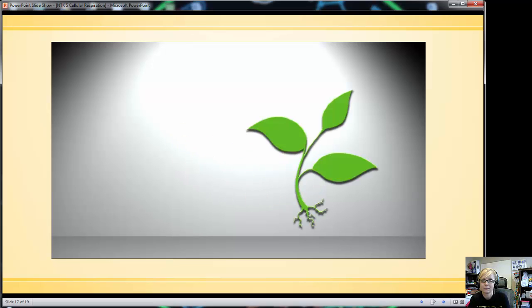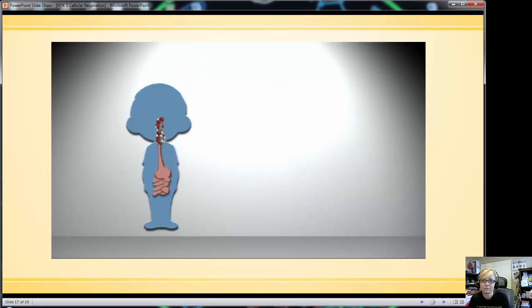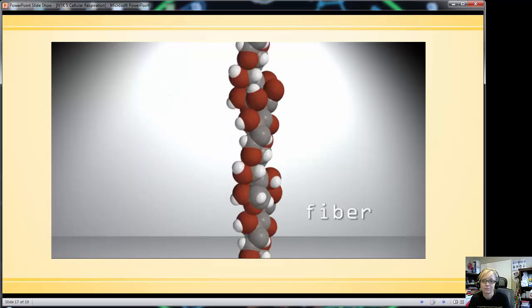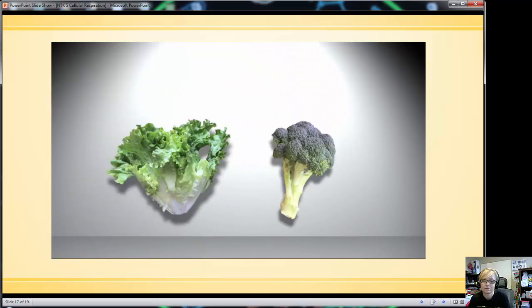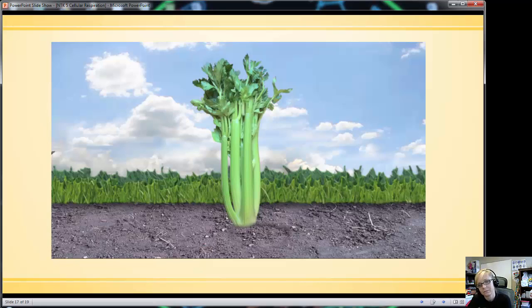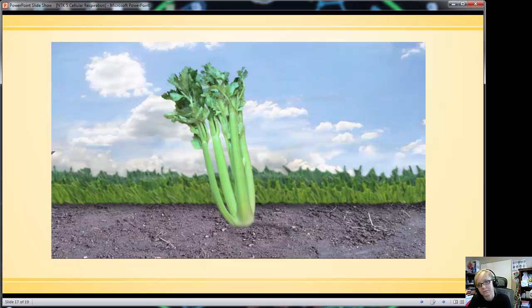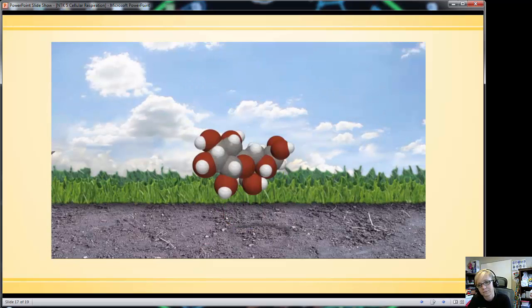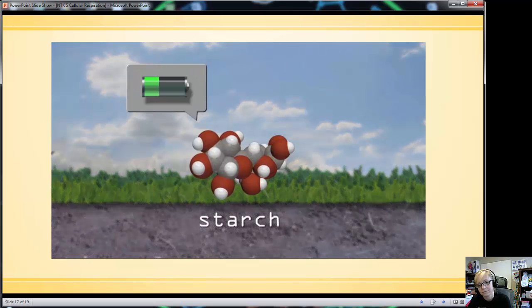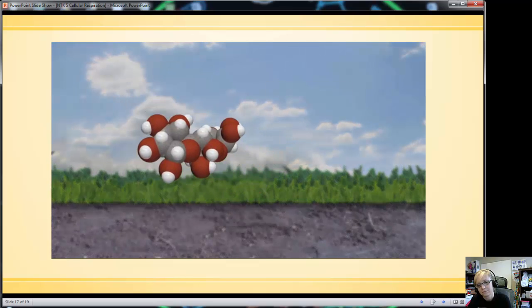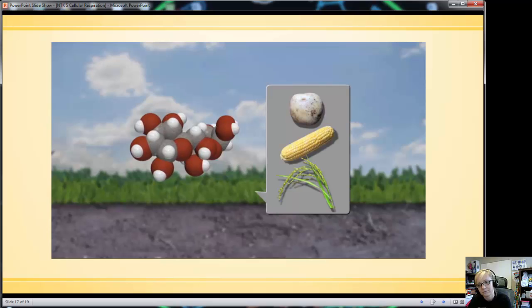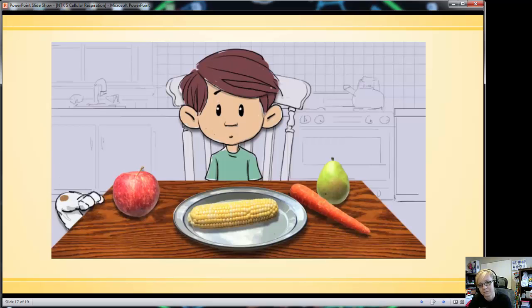Cellulose is a type of carbohydrate found in plants that our body cannot break down. We call it fiber, and we eat it in vegetables like lettuce, broccoli, and celery. Plants use cellulose to keep themselves strong. The plant could also turn that glucose into starch, a large molecule that stores energy for the plant. We love eating starch from plants like potatoes, corn, and rice. So you see, when we eat plants, we're actually benefiting from photosynthesis.